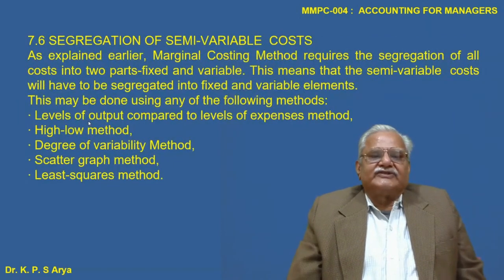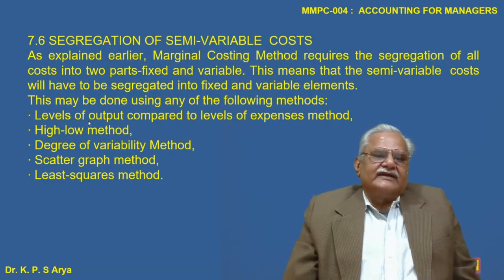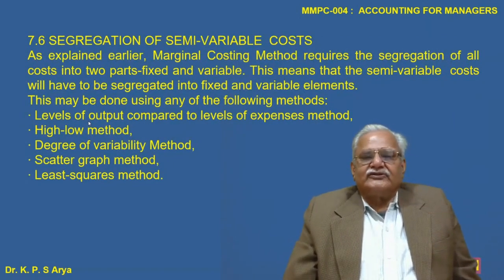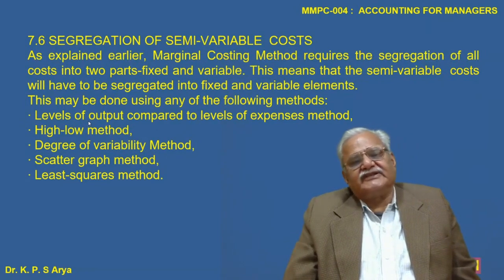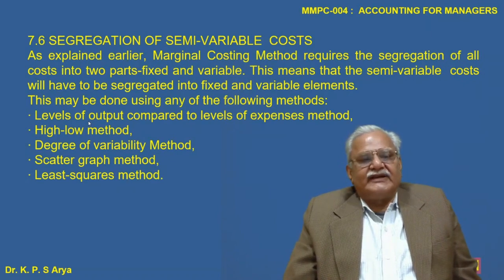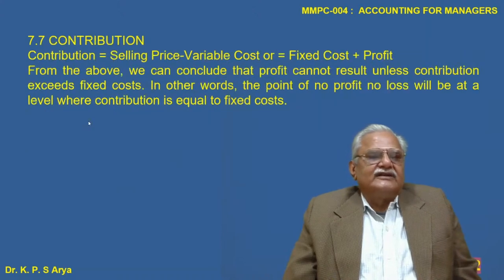Now, segregation of semi-variable cost. As explained earlier, the marginal cost method requires the segregation of all costs into two parts, fixed and variable cost. This means that the semi-variable costs will have to be segregated into fixed and variable elements. This may be done using any of the following methods: level of output compared with level of expenses method, high-low method, degree of variability method, scatter graph method, and least squares method.